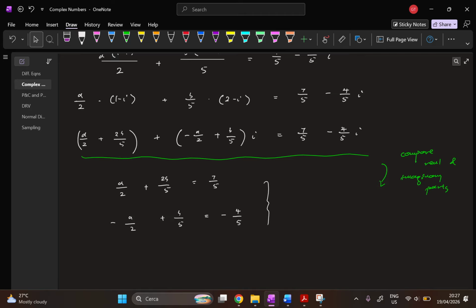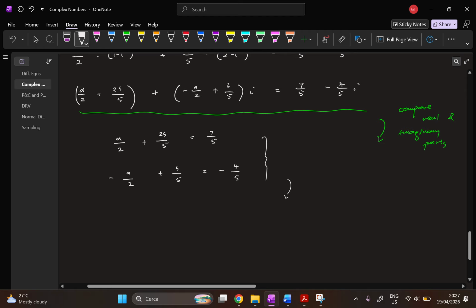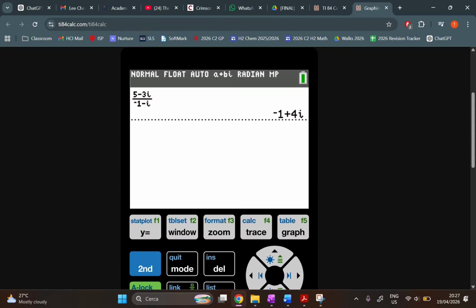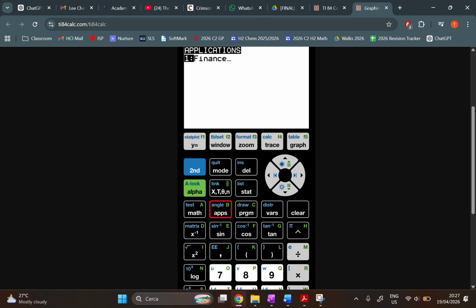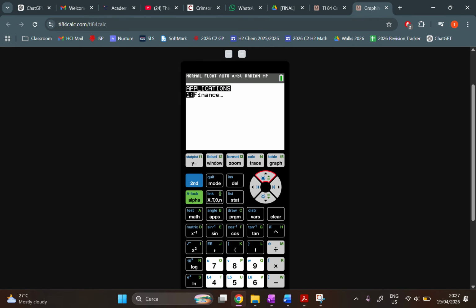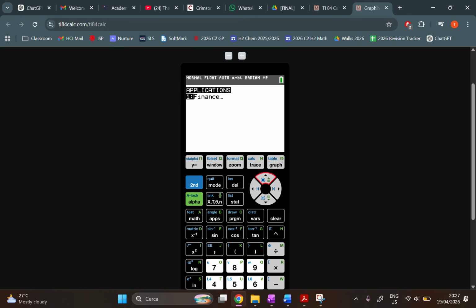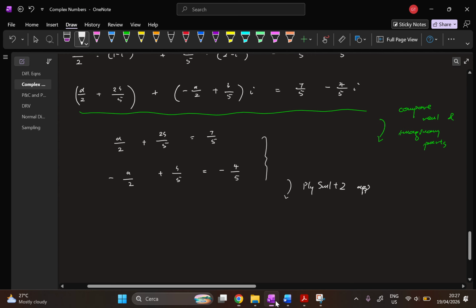Question never say cannot use GC. So at this point, please just use your polynomial simultaneous equation solver on your GC. In case you've forgotten where that is, it's just here, apps. Okay, this online TI-84 doesn't have the app for whatever reason. But it should be on your GC, you just click on apps and then I think polynomial simultaneous equation solver 2 is number 4 in the list.